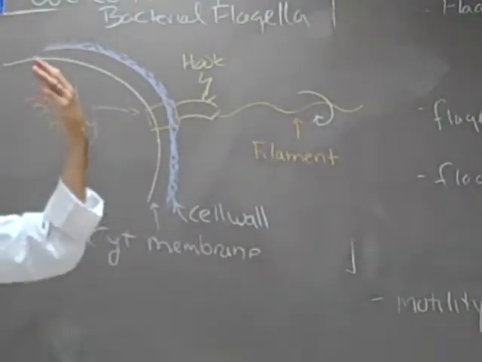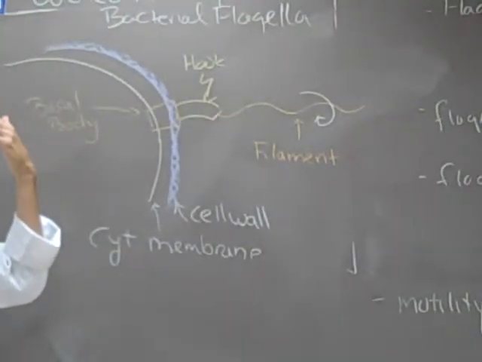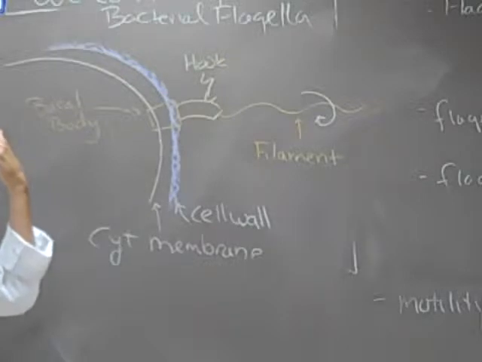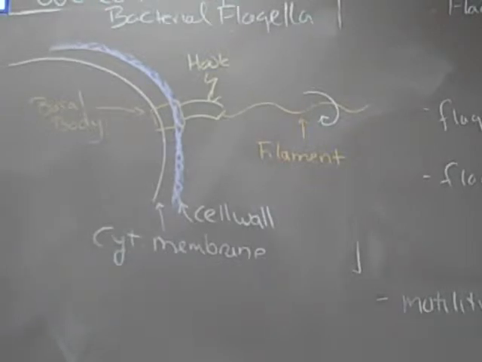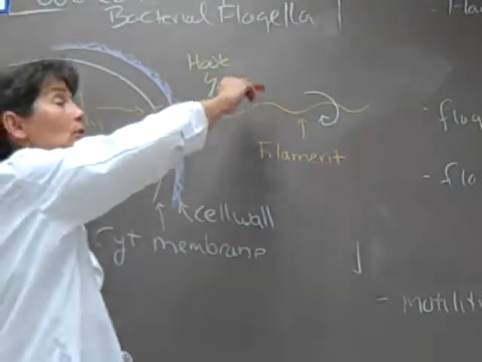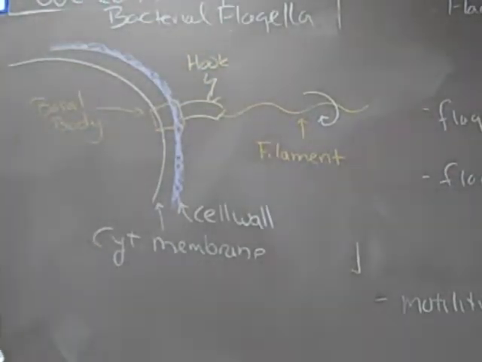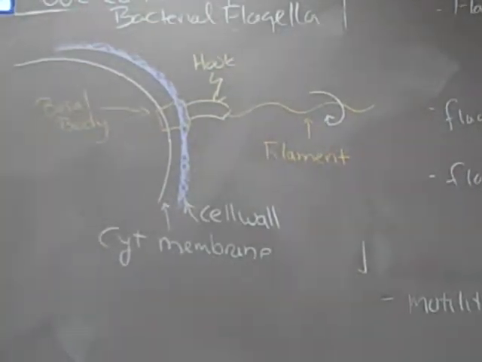The filament is what we would see if we had a flagellar stain using a light microscope. We see these long thread-like extensions. Those represent the filaments. And you all remember that bacterial flagella rotate like a boat propeller, and that's how they propel the bacterium through its environment.